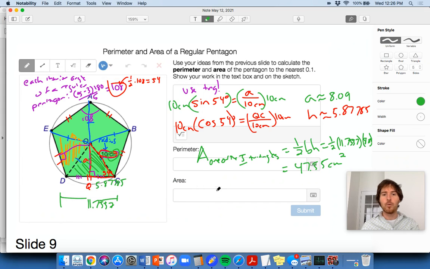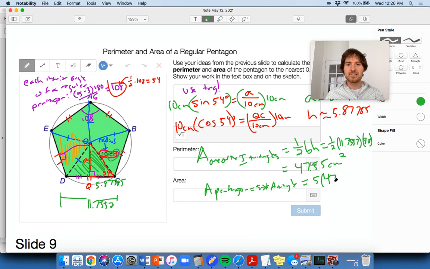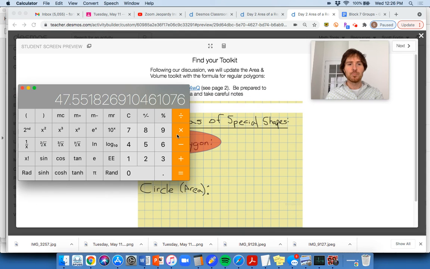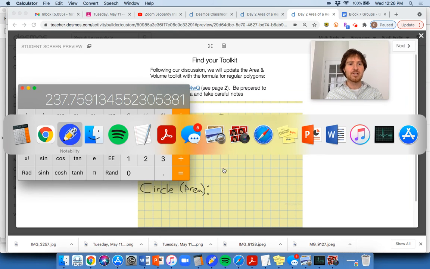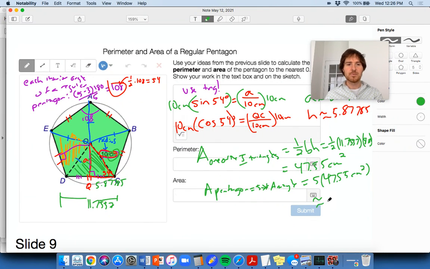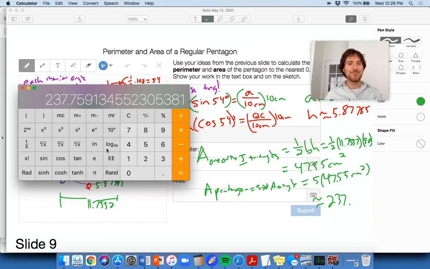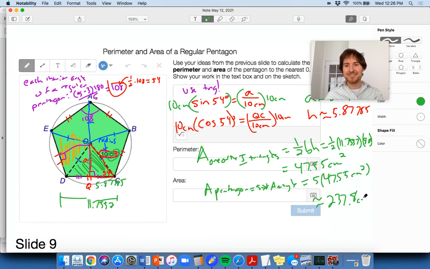So the area of the whole pentagon equals 5 times the area of the triangle. So I simply got to take this and multiply it by 5. Boom, I get my answer. Okay, 47.55 centimeters squared. Multiply that by 5, and I get about 237.7. Ooh, nearest. Ooh, look at that. We're on the edge here. I'm going to round up to 237.8 centimeters squared. Okay? All right, there's the first video.